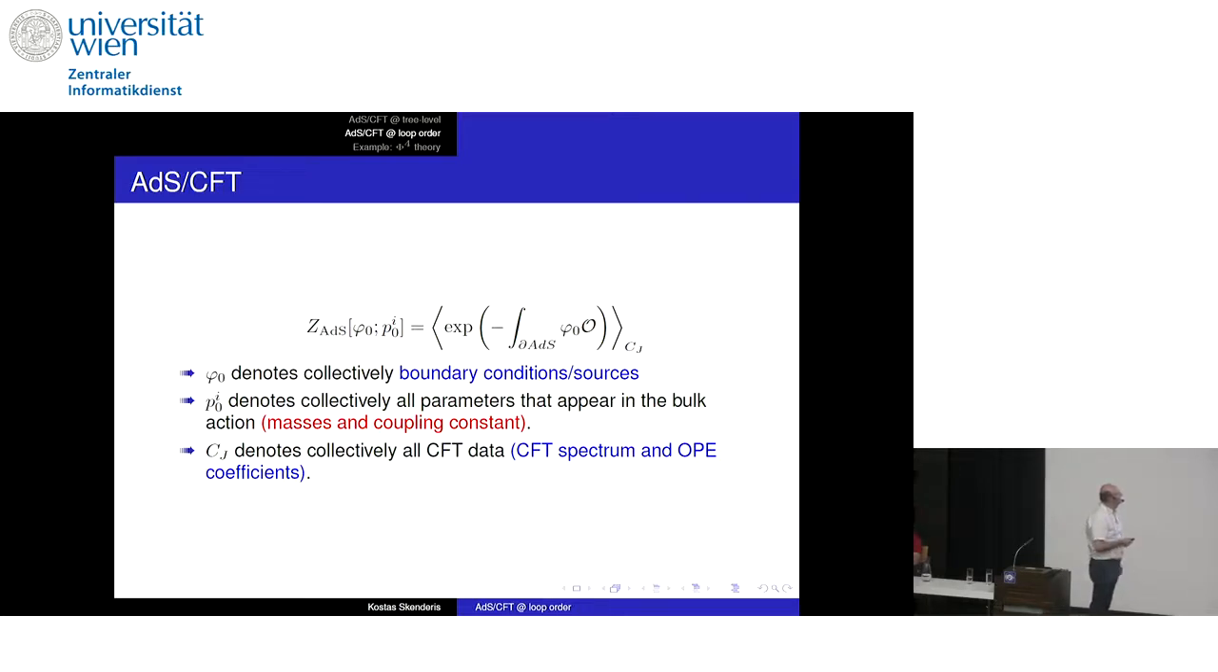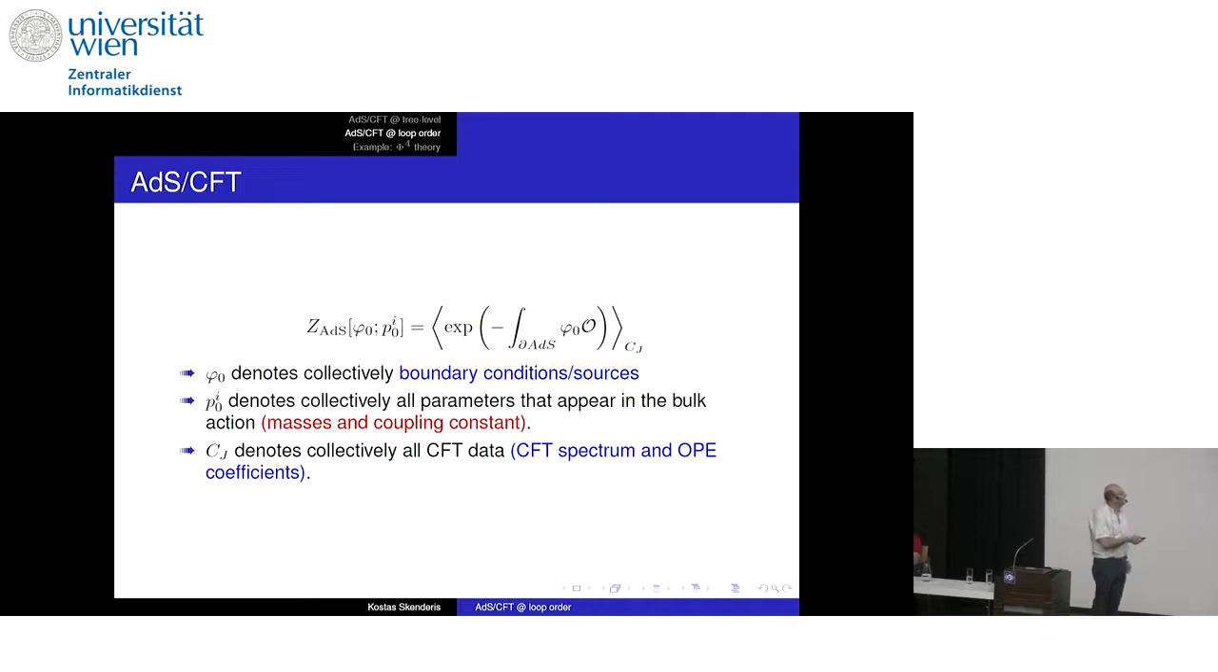And here I will denote collectively with phi naught the boundary, the fields that parameterize boundary conditions. And on the other side, the same quantity acts as a source for a gauge invariant operator of the CFT. Now on the left, we also have a number of parameters. That could be the masses of the fields, the coupling constants, and so on. And on the right, we also have a set of parameters, which are the parameters that parameterize the CFT spectrum, the OPE coefficients, and so on.